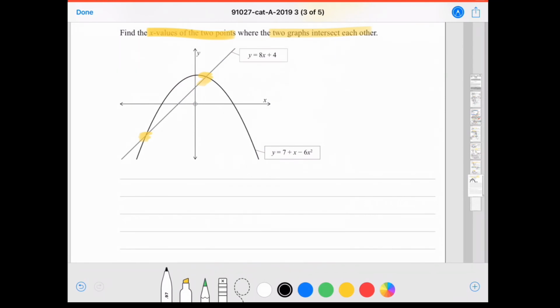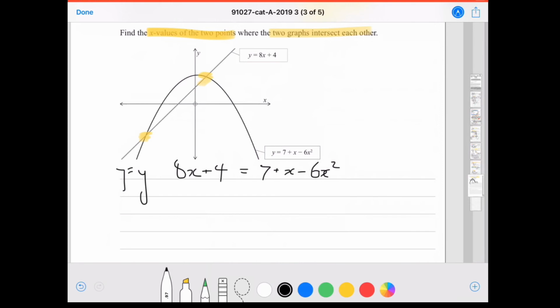At this point, we can say y equals y in terms of coordinates, and actually in terms of the equations themselves. So if y equals y, we could say 8x + 4 = 7 + x - 6x squared. So the equations equal each other because they're touching, right? The same coordinates at a particular point.